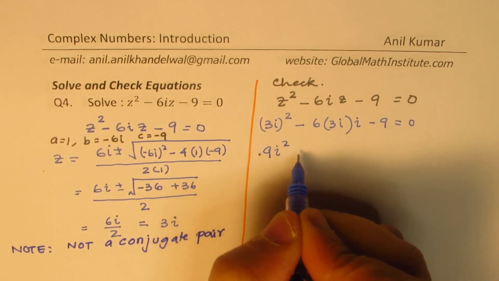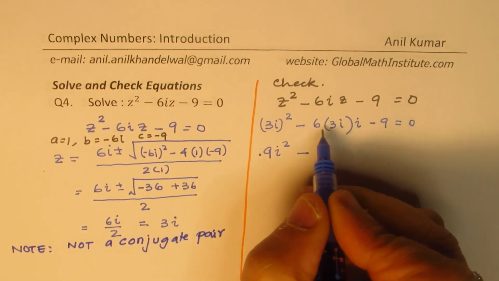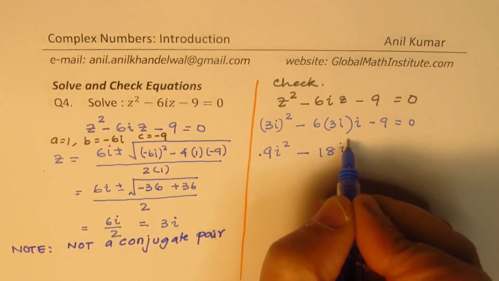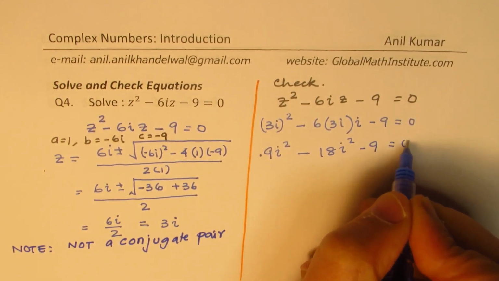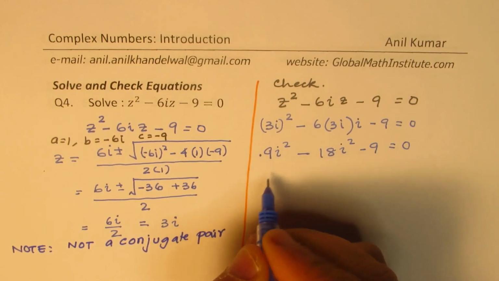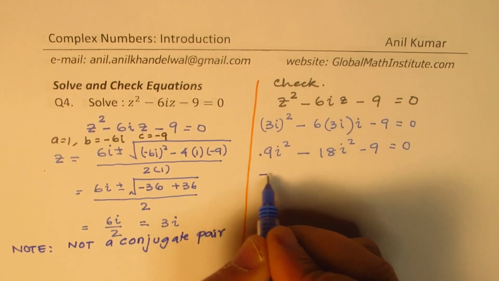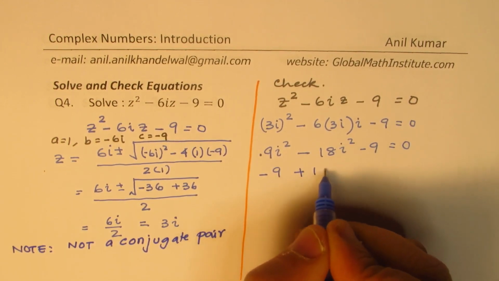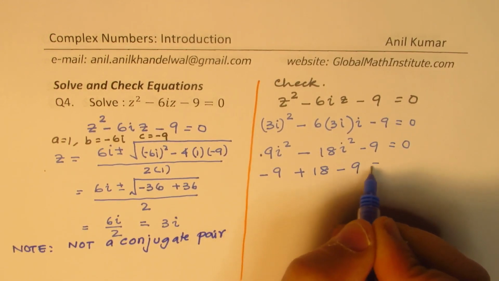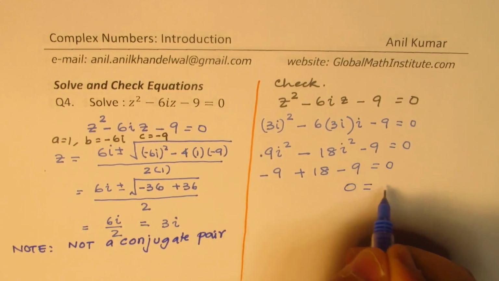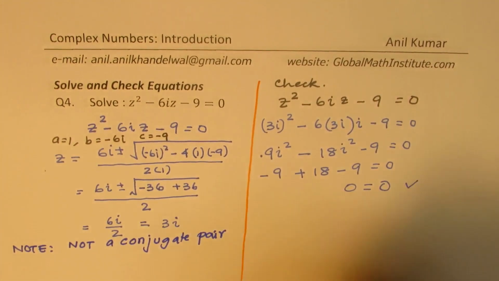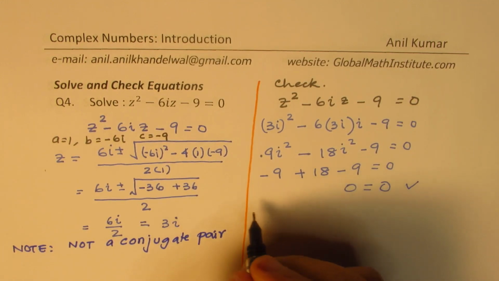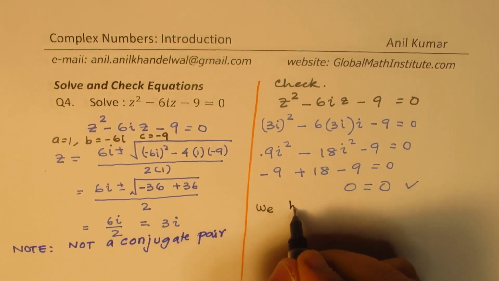So basically this is 9i squared. Let me write it like this. And that is 6 times 3 is 18, i squared, minus 9 equals 0. Now 9i squared, with i squared negative 1, we get minus 9, and here i squared is negative 1, we get plus 18, and we have minus 9 equals 0, and we do get 0 equals 0. Do you see that part? So here we have only one solution.